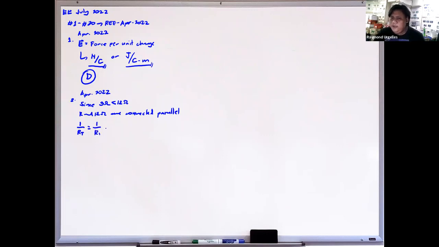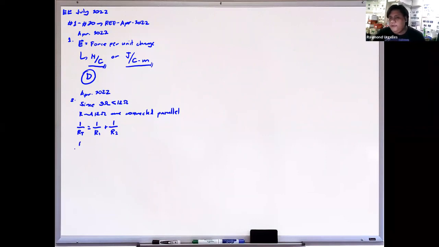Di ba? Kasi mas madali itong gamitin compared dun sa R1, R2 over R1 plus R2. Okay? Although pwede naman kayo mag-shift solve. Di ba? So yung advantage na kasi pag ito yung ginamit nyo, pwede nyo gamitin yung reciprocal button sa calculator. No? So, pakita ko sa inyo later.